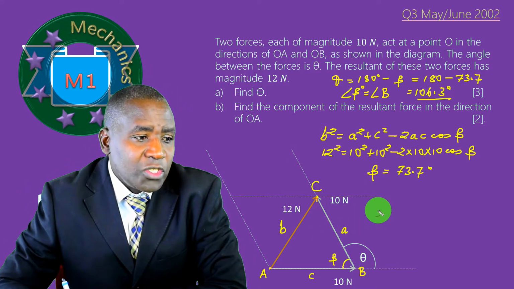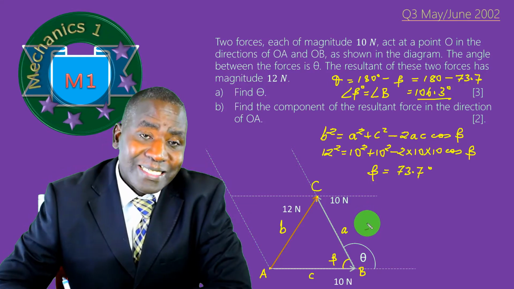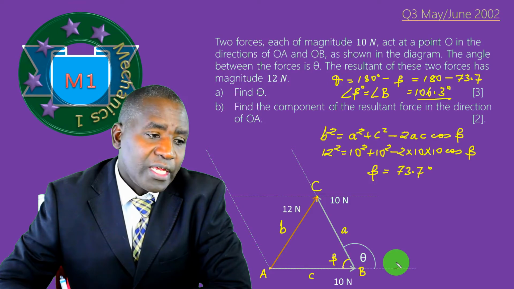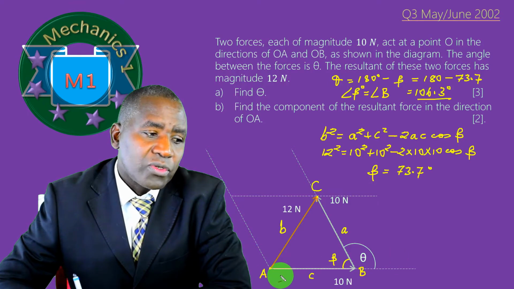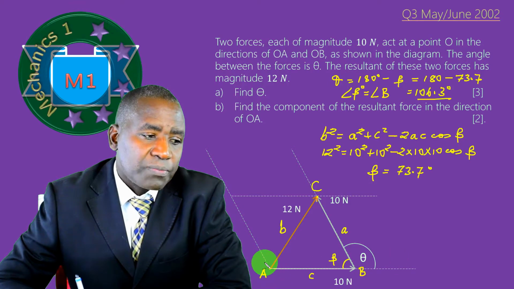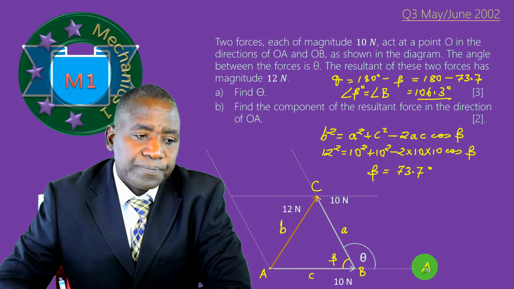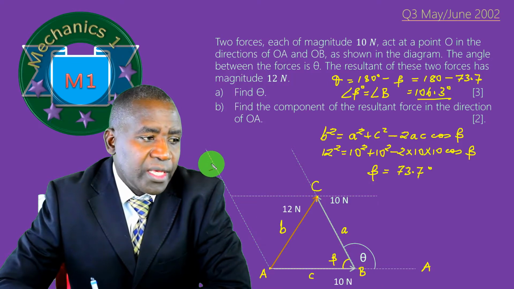Okay, part B requires you to find the component of that resultant in this direction, in the direction OA, because this is point O, A is here, this is O, and B is here.